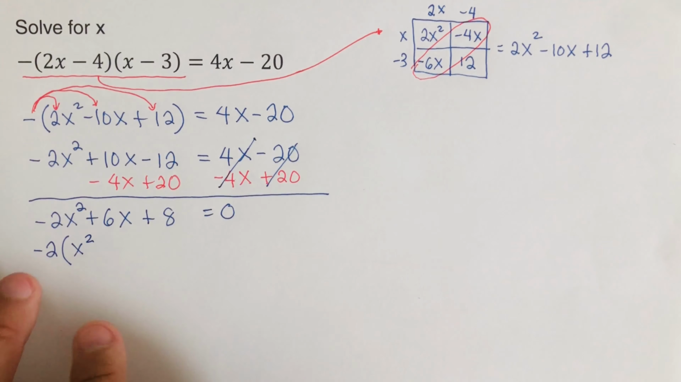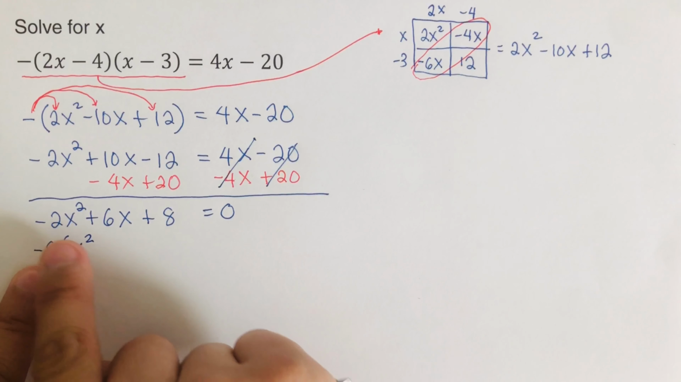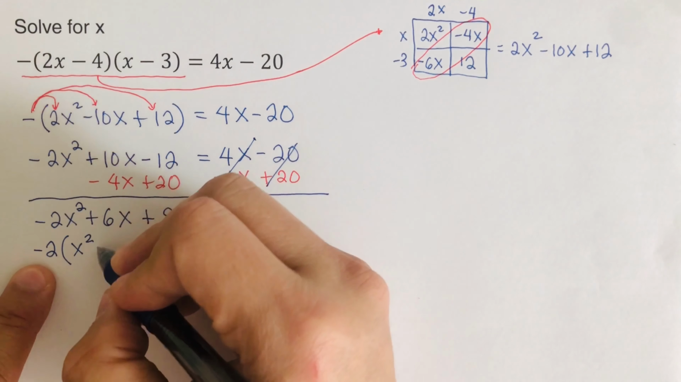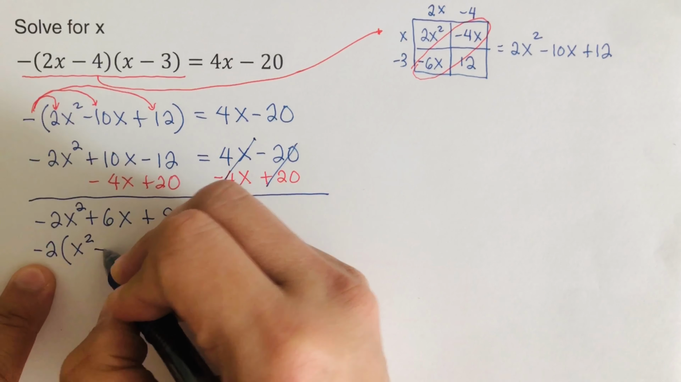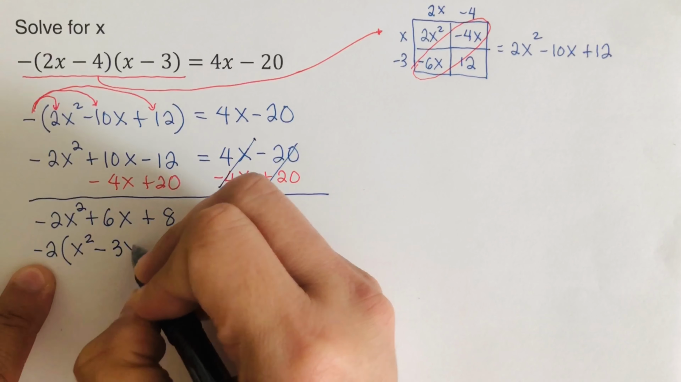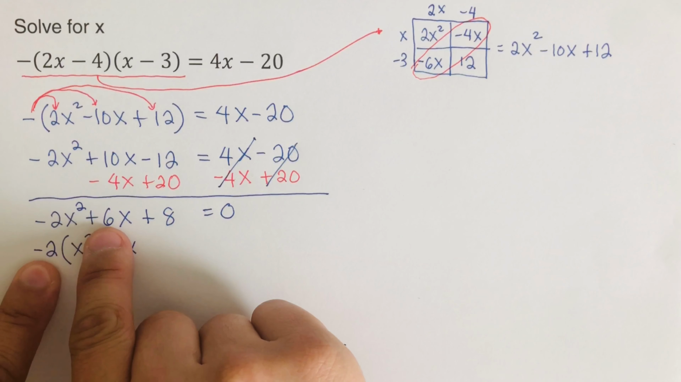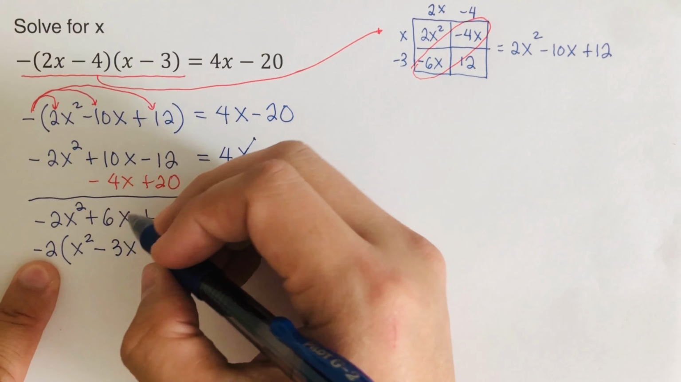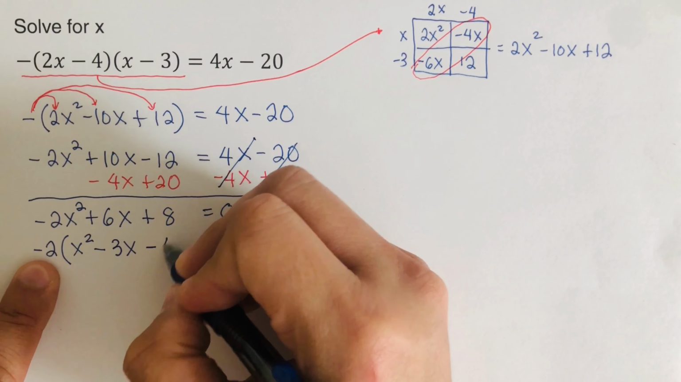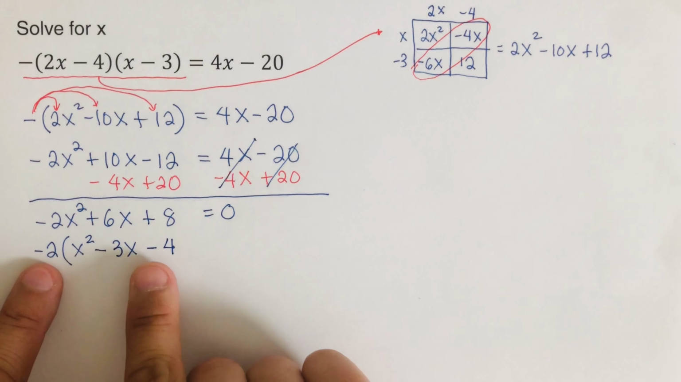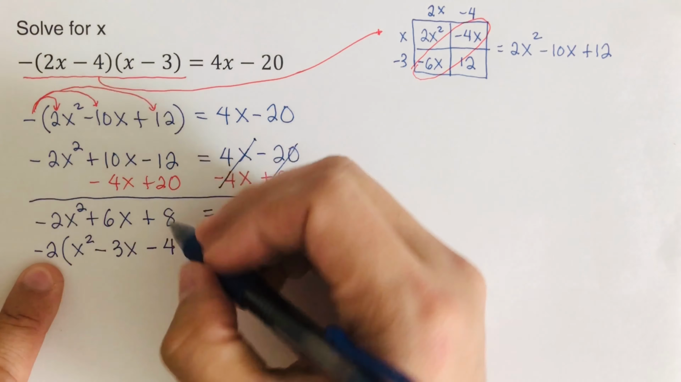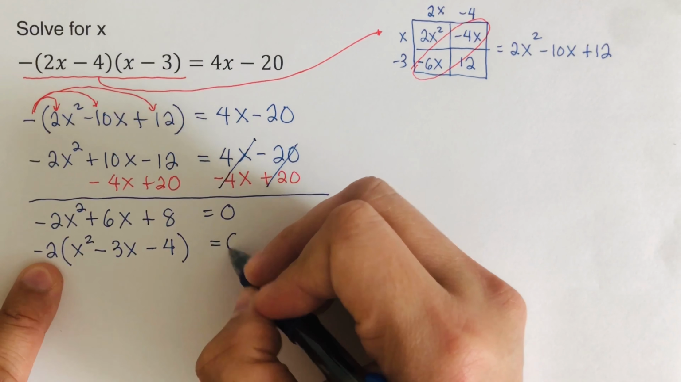So if I multiply negative 2 times x squared, that is negative 2x squared. So that means this is going to be a negative 3x, so that if I multiply negative 2 times negative 3x, it is a positive 6x. And this one right here would be a negative 4. So if I have a negative 2 times negative 4, that is a positive 8. And that is equal to 0.